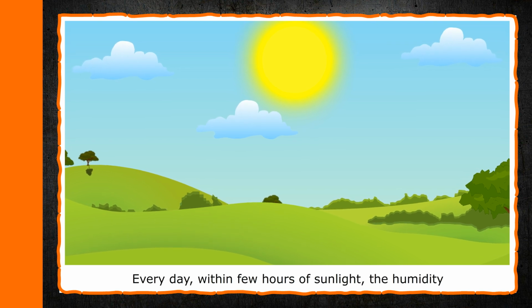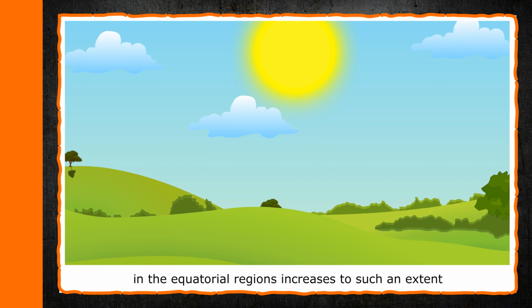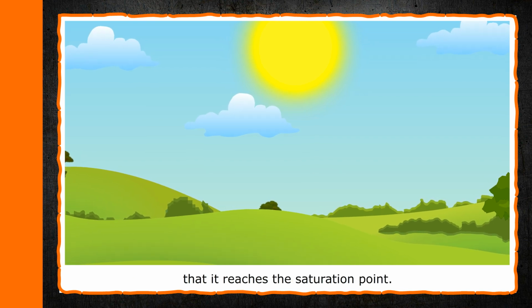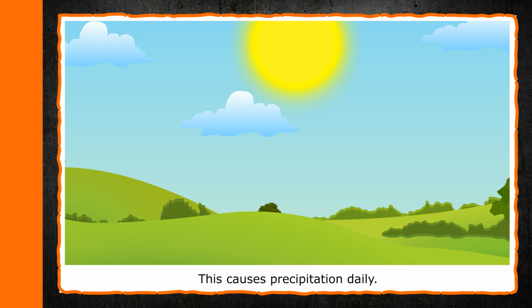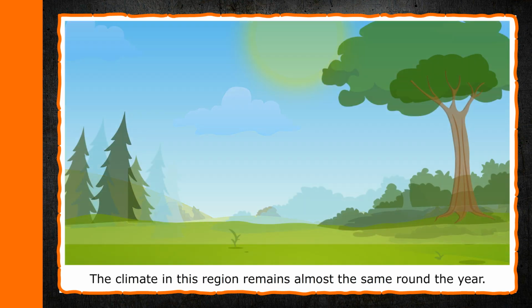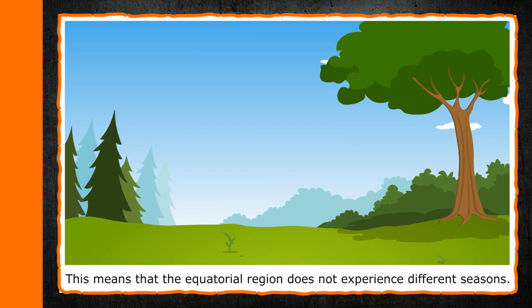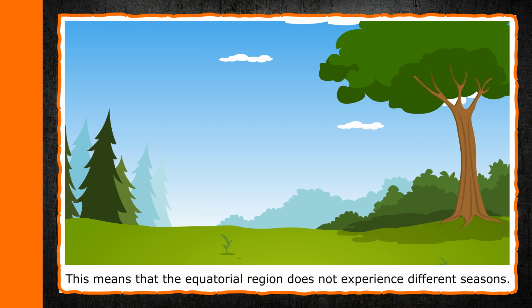Every day, within a few hours of sunlight, the humidity in the equatorial regions increases to such an extent that it reaches the saturation point. This causes precipitation daily. The climate in this region remains almost the same round the year. This means that the equatorial region does not experience different seasons.